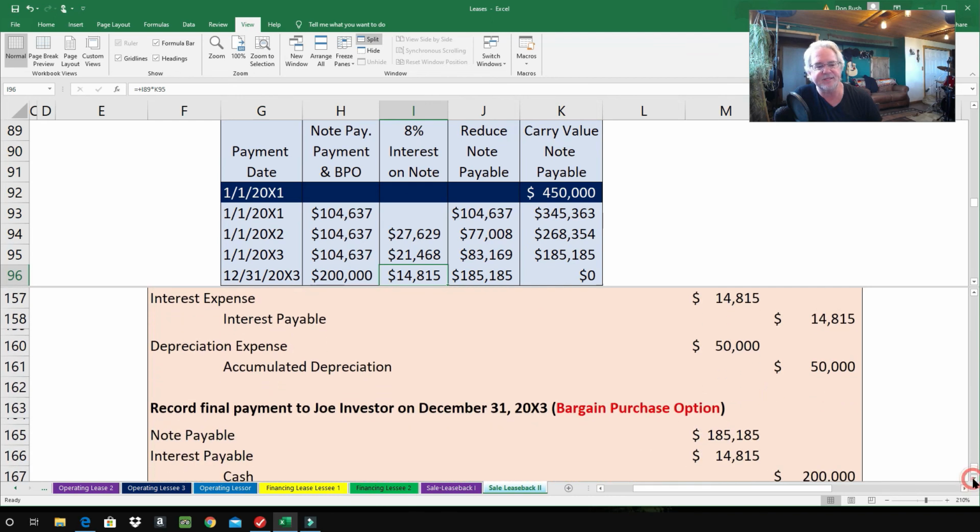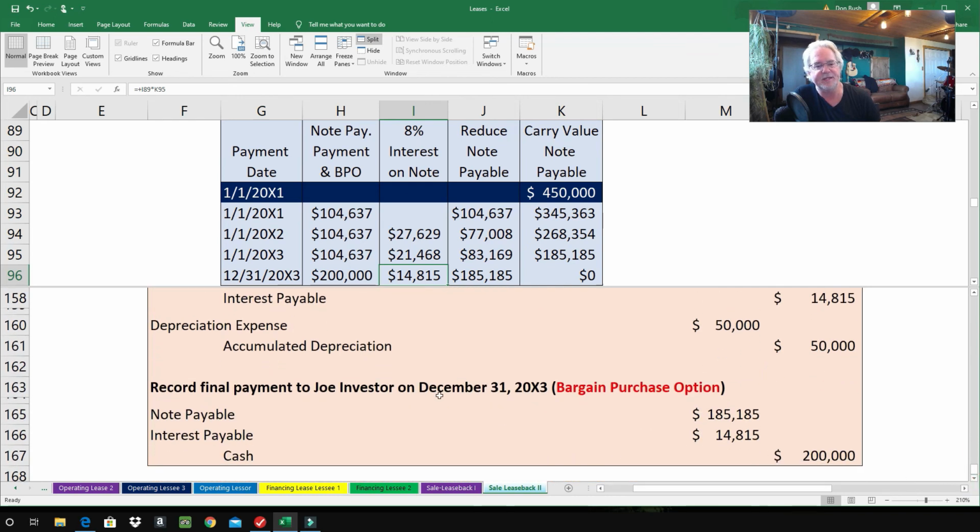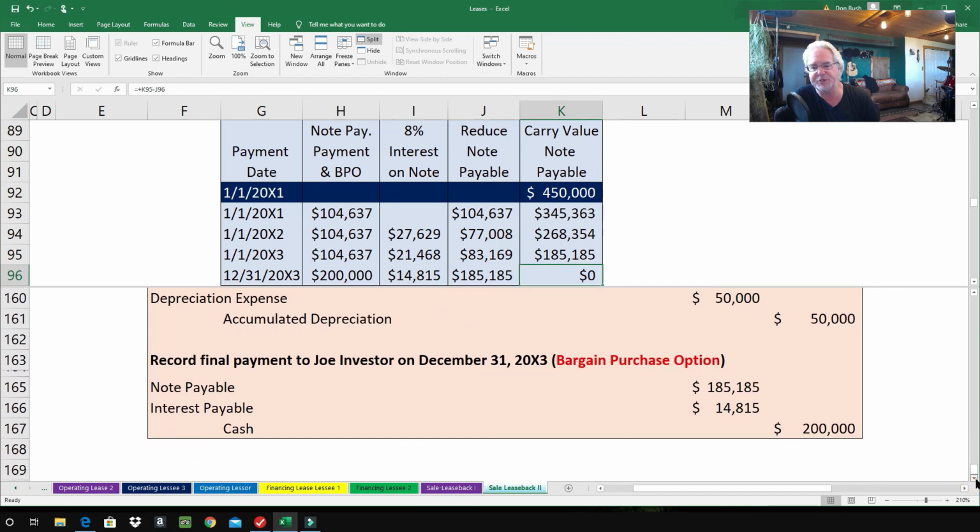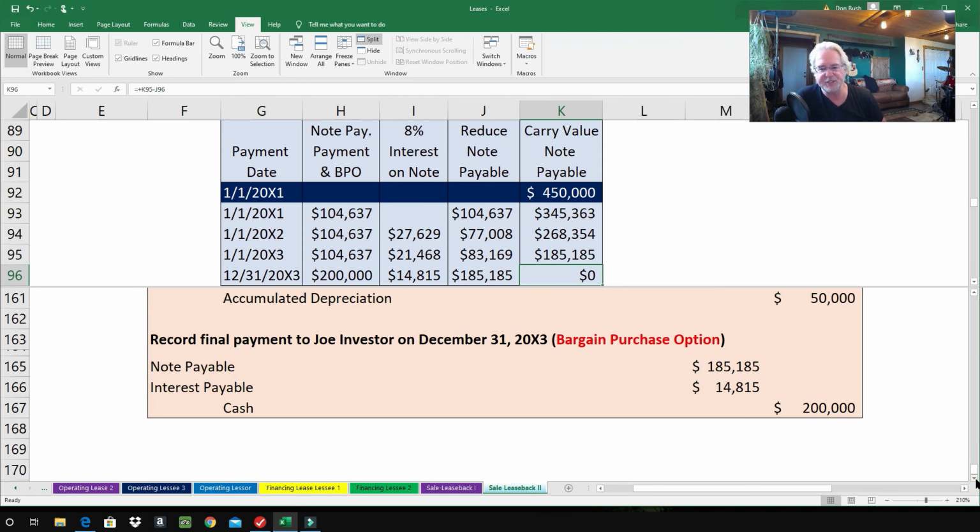And lastly, December 31st, 2003 is a busy day. They are paying that bargain purchase option. So they are paying cash of $200,000. It's reducing the note payable of 185, there we go, 185, and interest payable of 14,815. So there we go. There's our entry, and it all ends up being zero. So everything is good. When We Get To Construction still has the truck, the lease is over, and everything has been paid back.